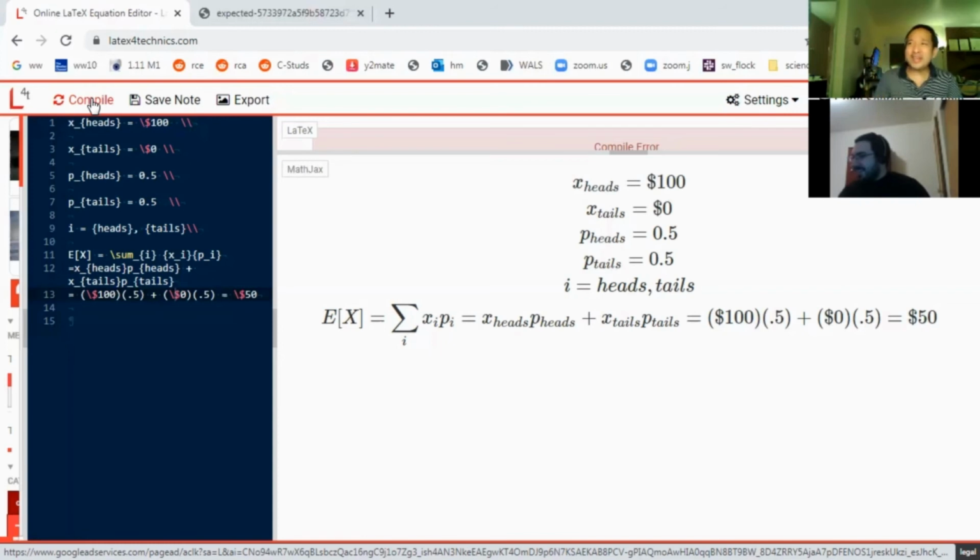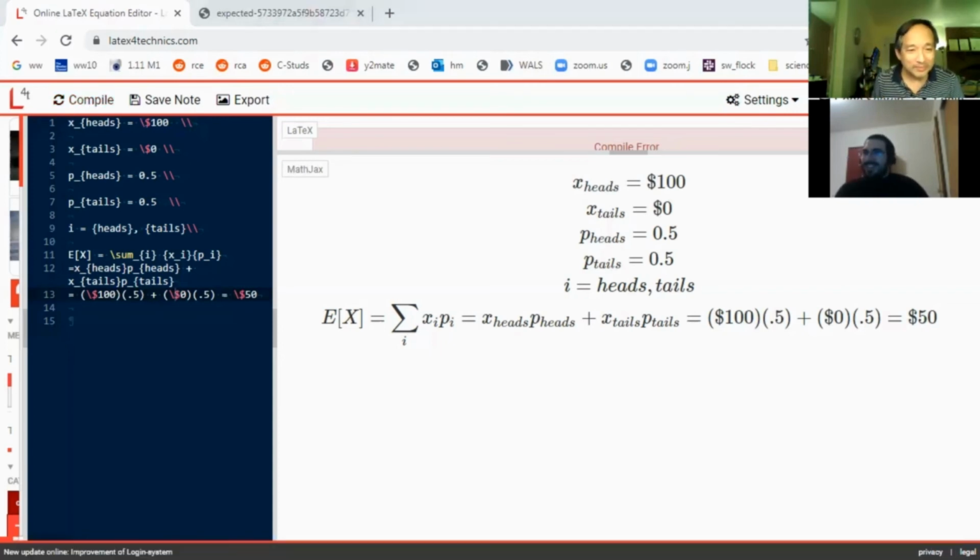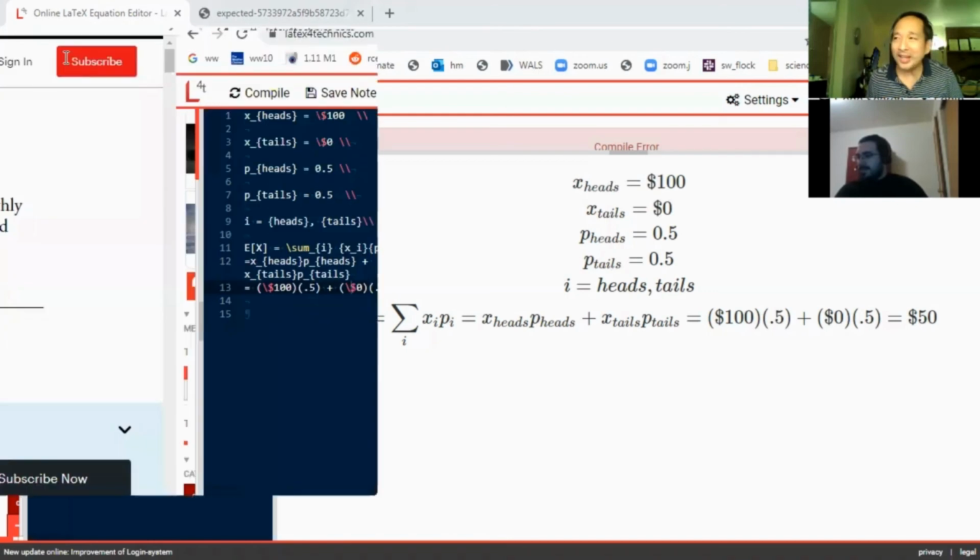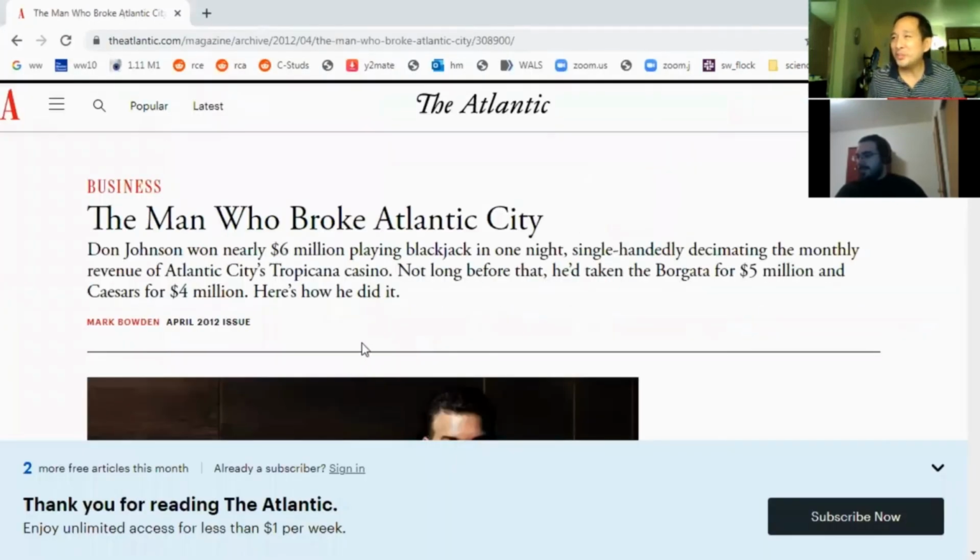And just for the sake of the... They would bet against him. Let me, just for completeness, let me see. Don Johnson. Here it is. Here's the story. And it's in, of all things, the magazine The Atlantic. The man who broke Atlantic City, Don Johnson, won nearly $6 million playing blackjack in one night, single-handedly decimating the monthly revenue of Atlantic City's Tropicana Casino. Not long before that, he'd taken Borgata for $5 million, Caesars for $4 million. Here's how he did it.